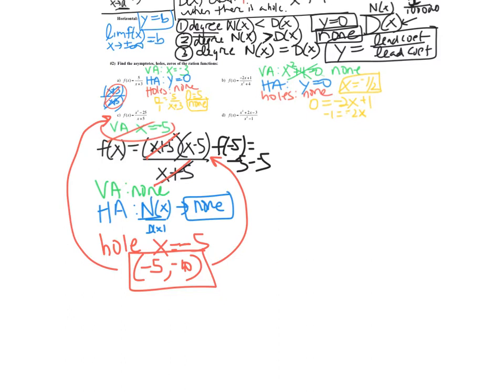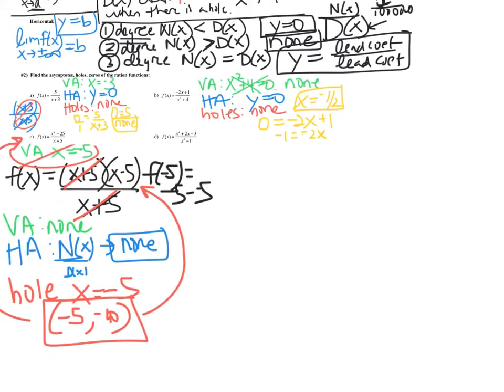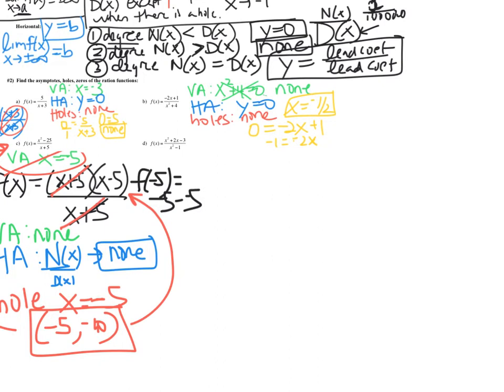Okay, finally let's do the last one, letter D. I'm going to move it over here. So I have f of x equals x squared plus 2x minus 3 over x squared minus 1.